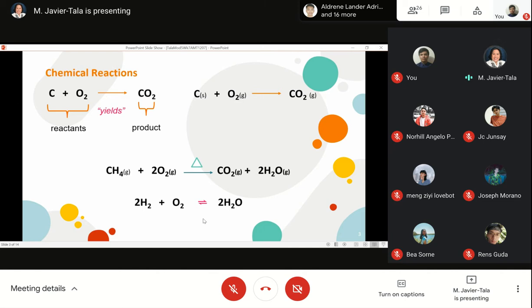But in these half arrows, if the arrow pointing to the left is shorter compared with the one pointing to the right, it means your formation of reactants is slower compared with the formation of your products.